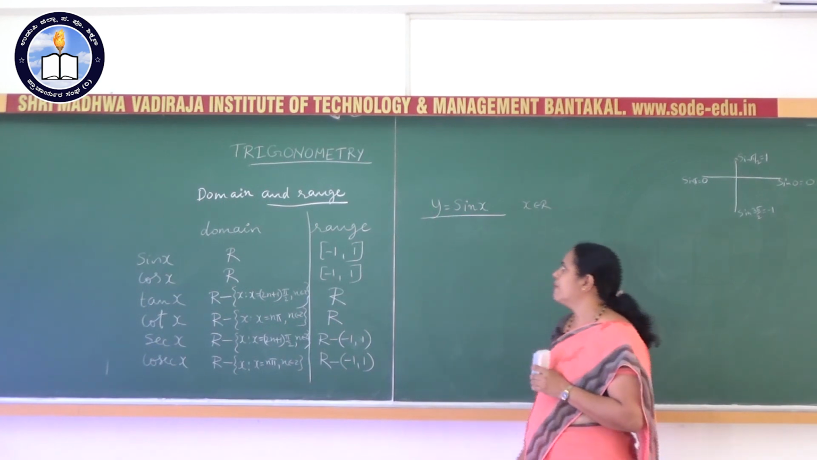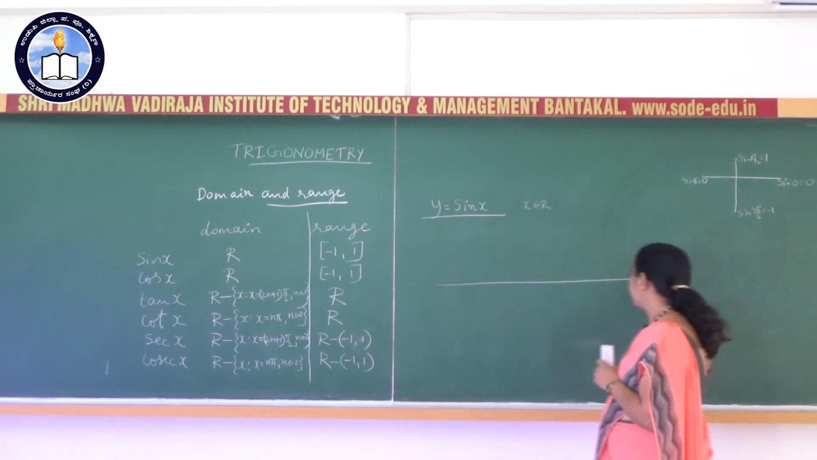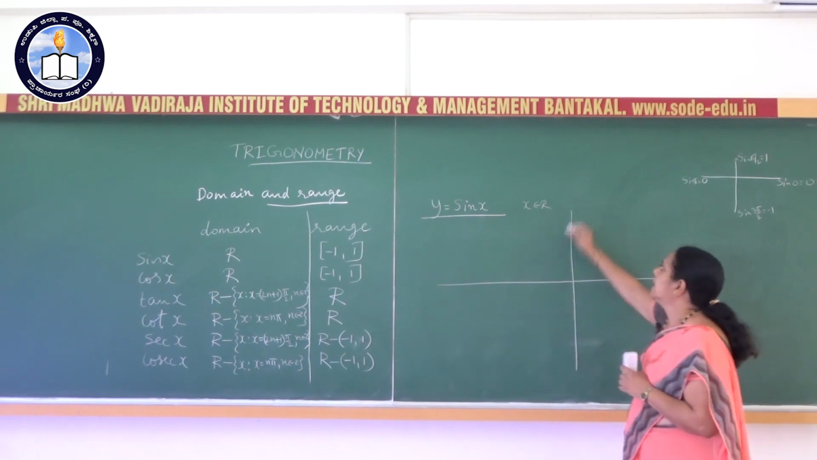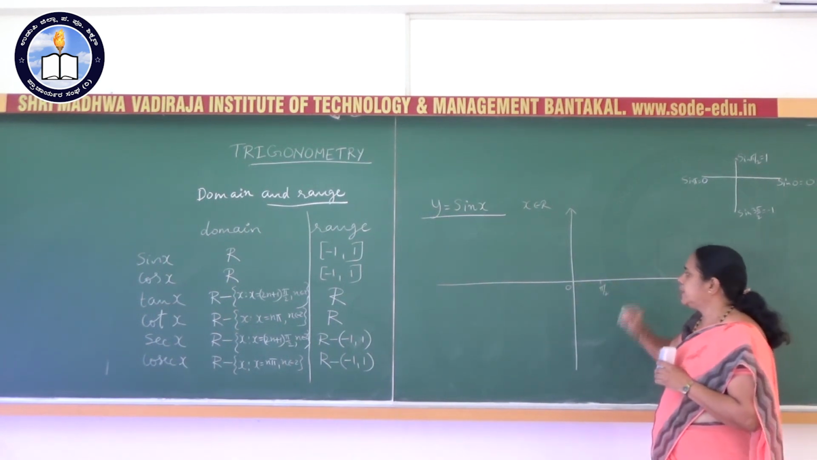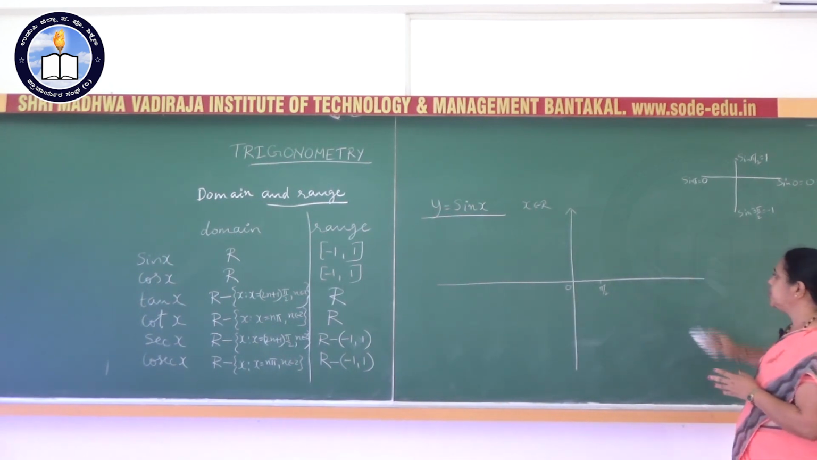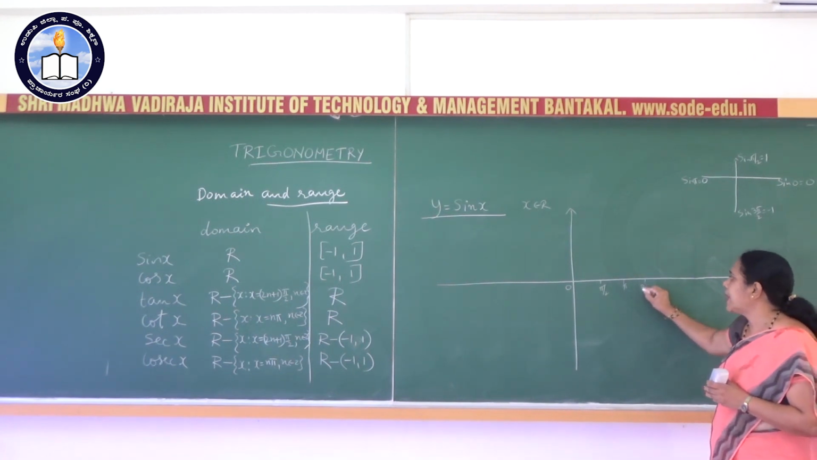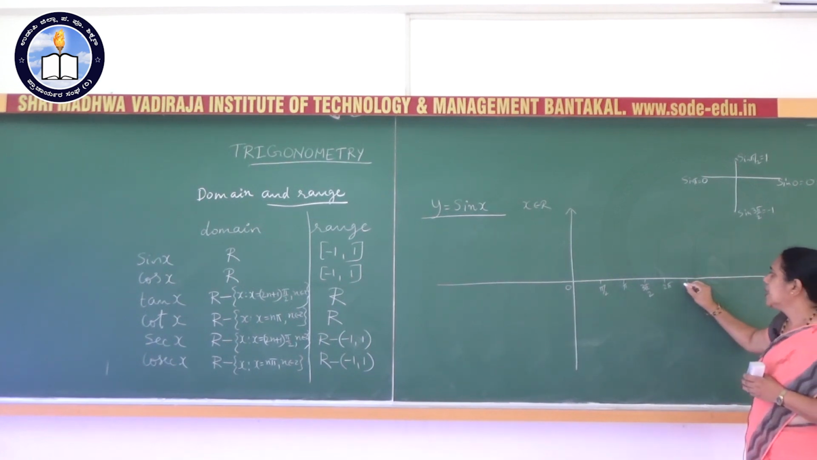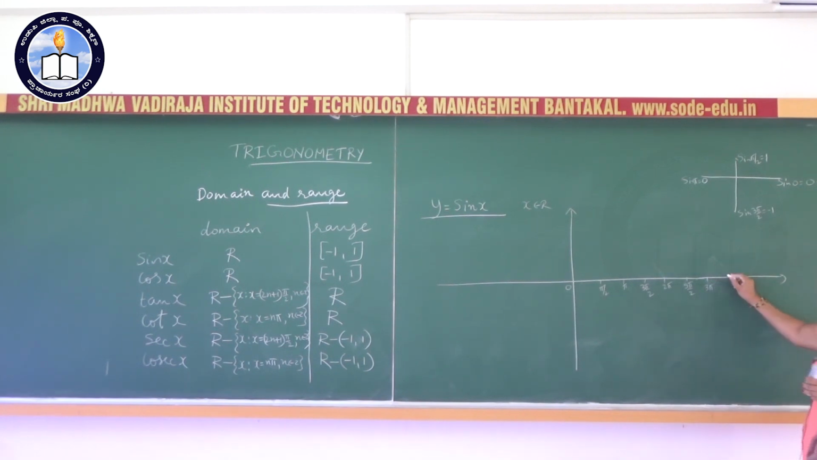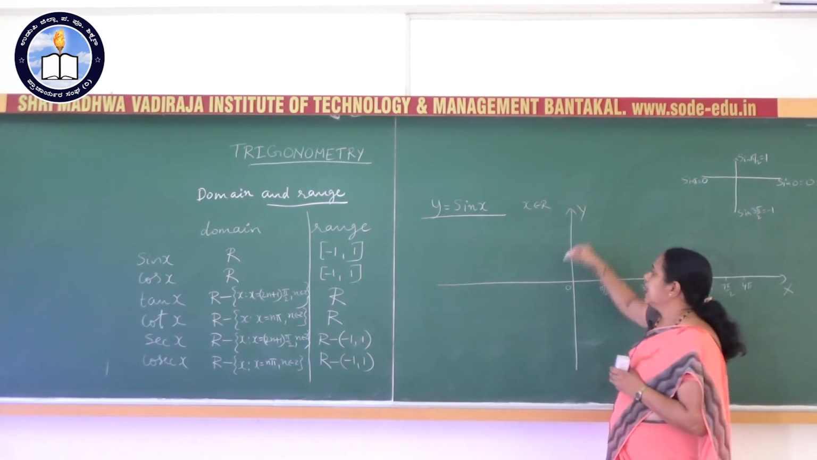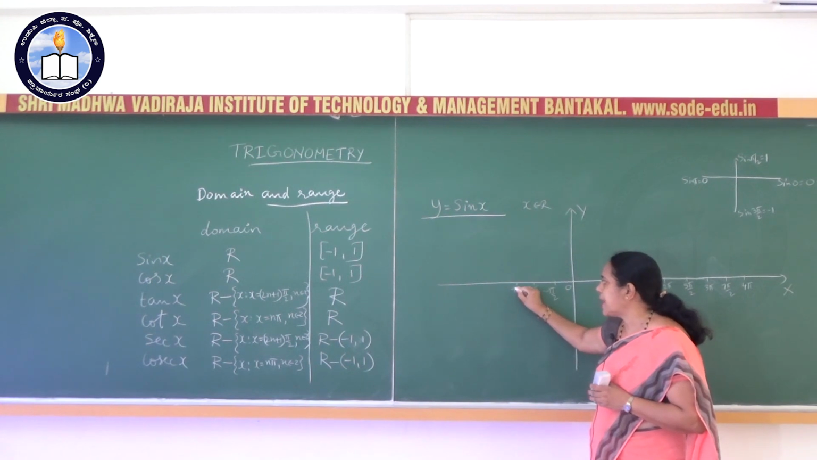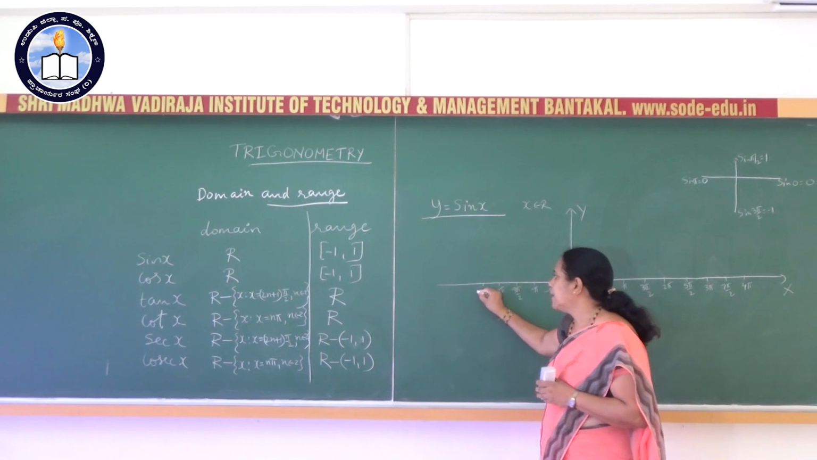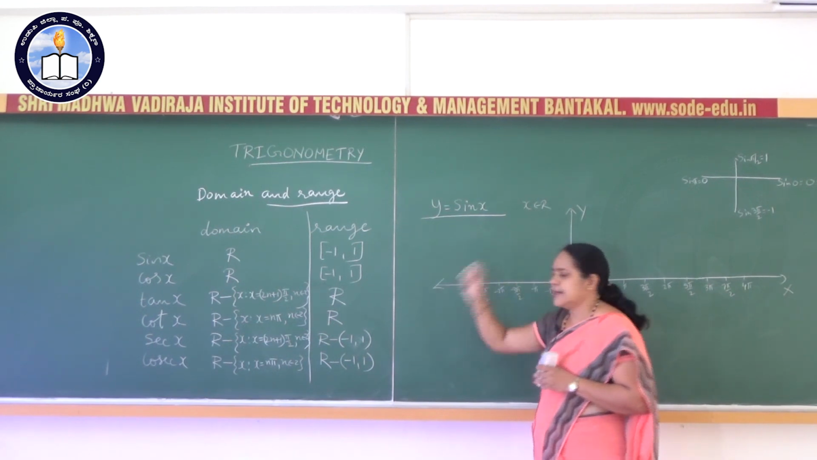So, what is the graph of y is equal to sin x? Now, if this is 0, we denote angles on the x-axis: pi by 2, pi, 3 pi by 2, 2 pi, 5 pi by 2, 3 pi, 7 pi by 2, 4 pi, etc. On the negative side, the axis is minus pi by 2, minus pi, minus 3 pi by 2, minus 2 pi, minus 5 pi by 2, minus 3 pi, etc.